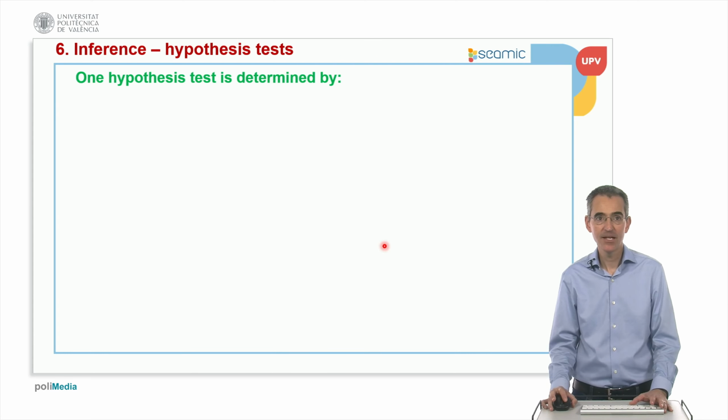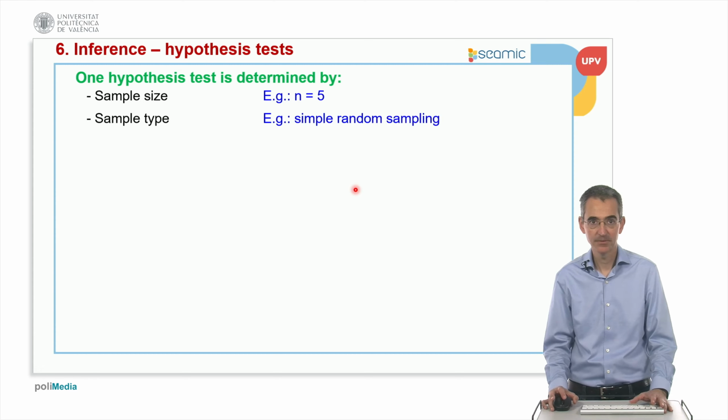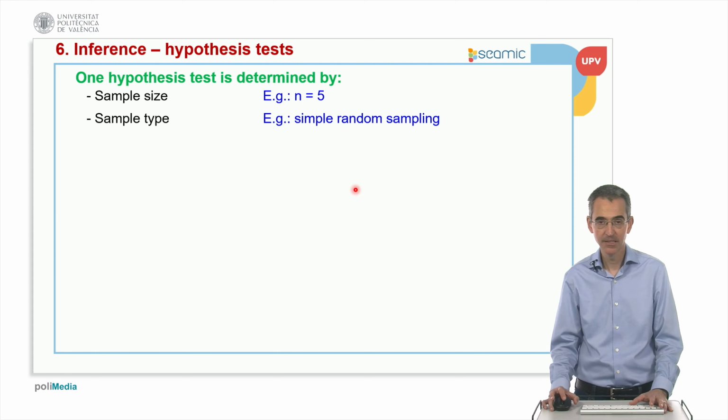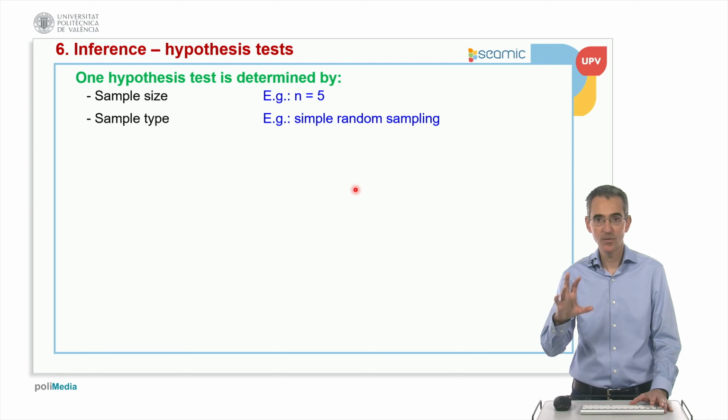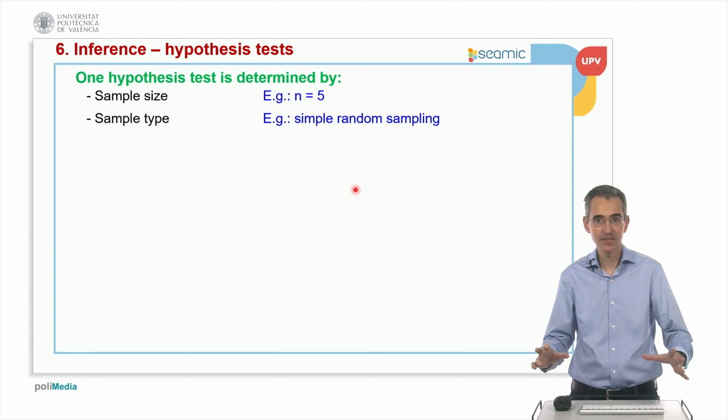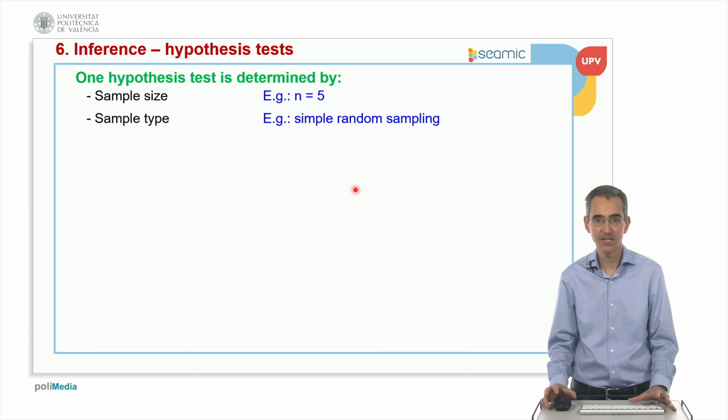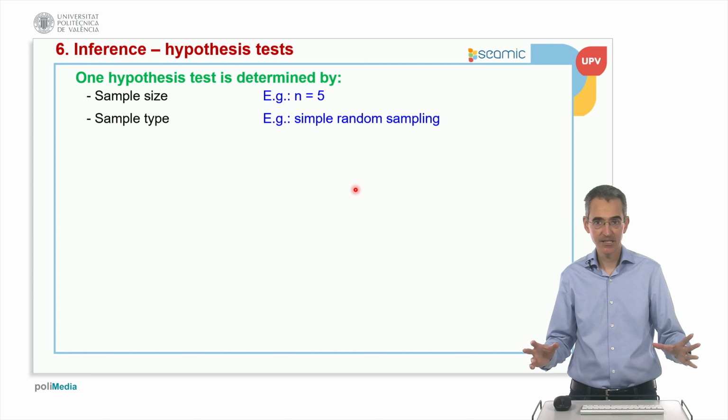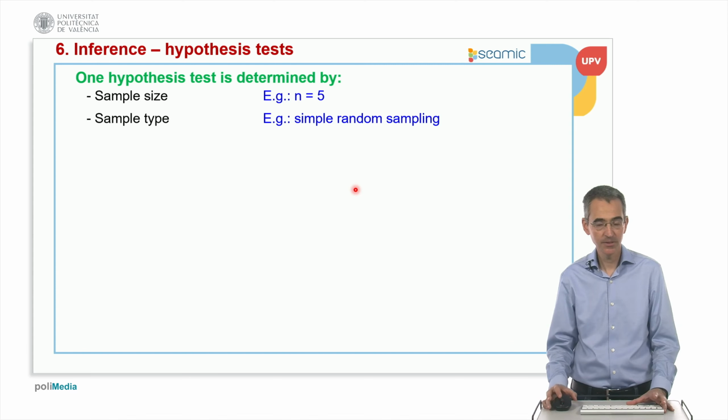Okay. Then, one hypothesis test is determined by the sample size. Important. For example, we take a sample of 5 individuals from the population. Also, the sample type, like simple random sampling. In this subject, we will only deal with this type of sample type, which is like the most basic one. In reality, when we have to take samples from complex population, this is not so simple, and there is a part of statistics that deals with this kind of issue.